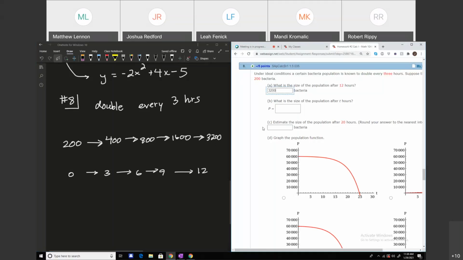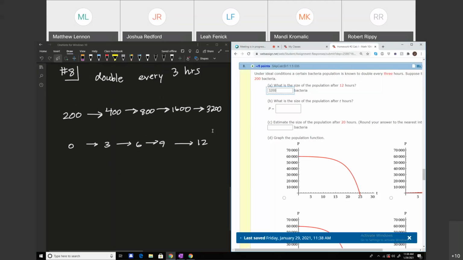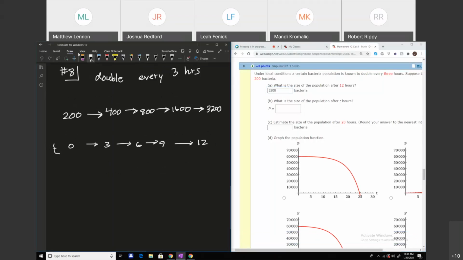Okay, what's the size after t hours? So this one's a little bit trickier to think about, but this is acting like our t, and this one up here is acting like our P of t, our population. So we know P of t is equal to 200, our initial, times some a to the t power, something like that, right?